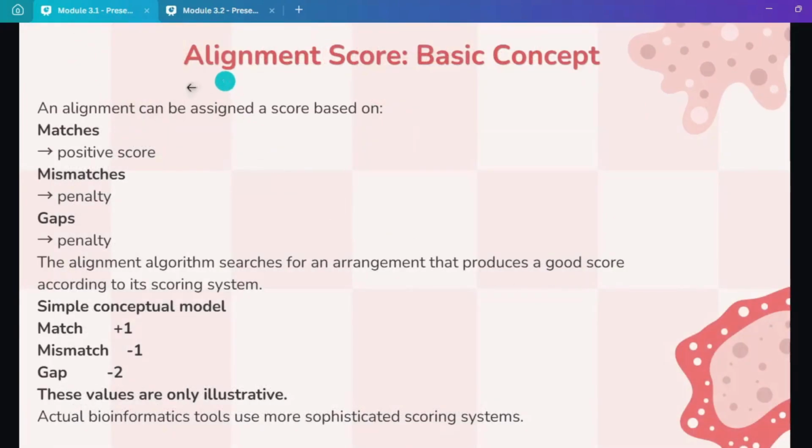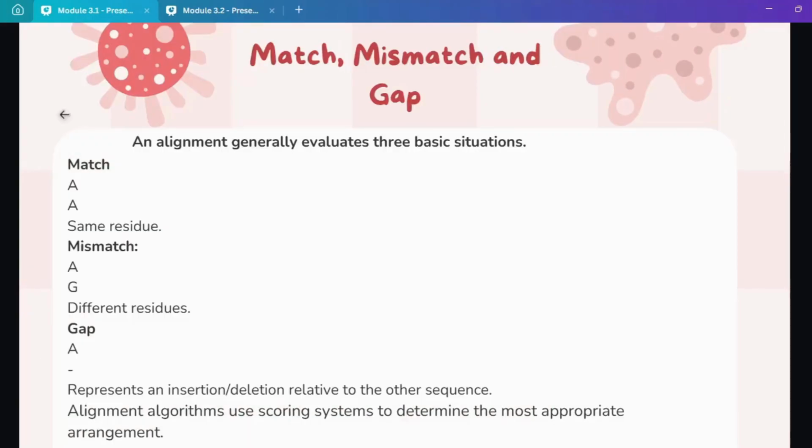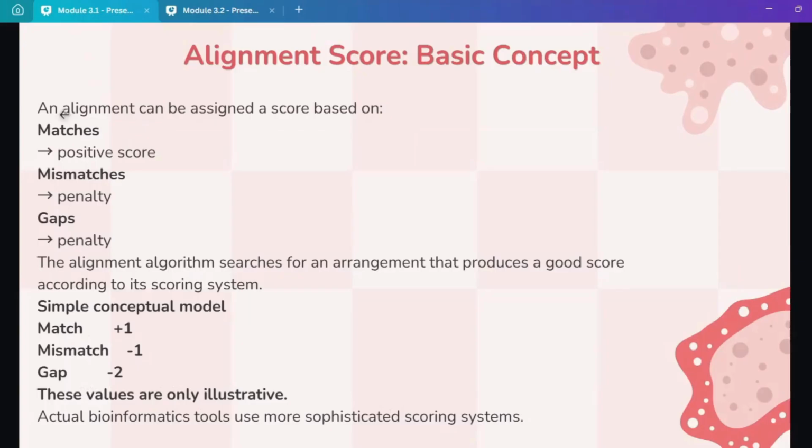Now, the alignment score, the basic concept. We just saw that an alignment has three situations: match, mismatch, and gap. If there is a match, we assign a positive score. If there is a mismatch, we assign a penalty, and if there is a gap, we also assign a penalty. The alignment algorithm searches for an arrangement that produces a good score according to its scoring system.